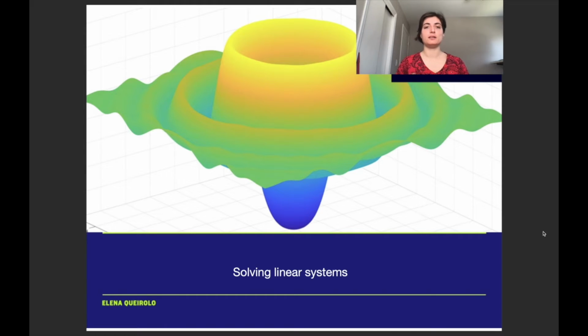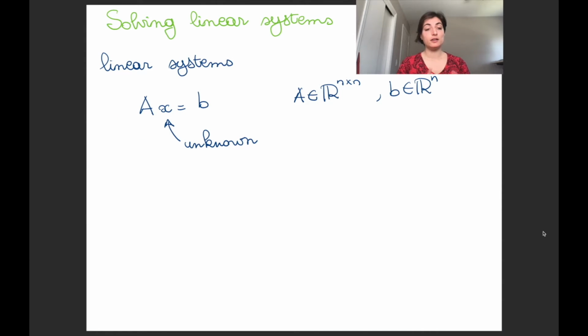We have all the building blocks to look at what a linear system is and how we can solve it. A linear system is a multiplication between a matrix and an unknown vector, and we know that this product is equal to a known vector. The usual formulation is Ax = B. We want A to be a square matrix, otherwise it doesn't have an inverse.